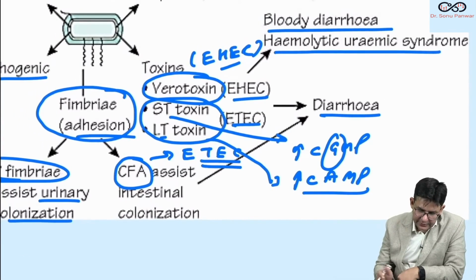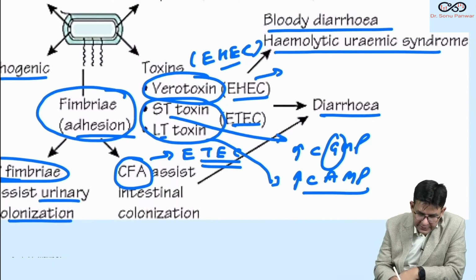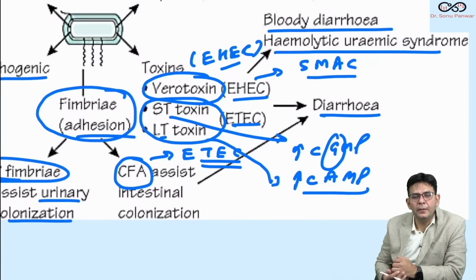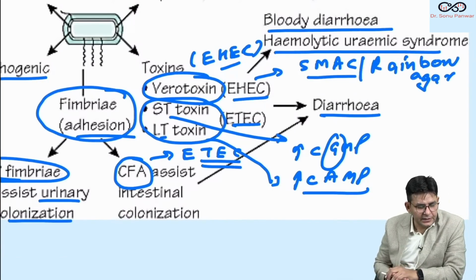Besides that, what is the culture media? The culture media for this particular one is SMAC. And what is SMAC? Sorbitol MacConkey agar. This was asked in NEET PG this time. And the next question might be which other media is used? The answer is Rainbow agar. So SMAC and Rainbow agar, you need to know.